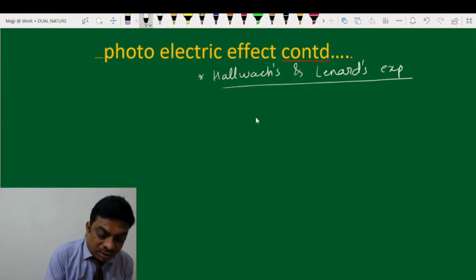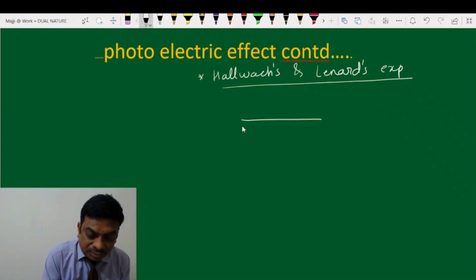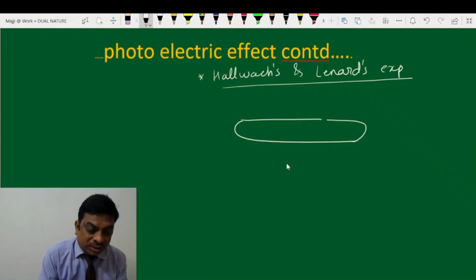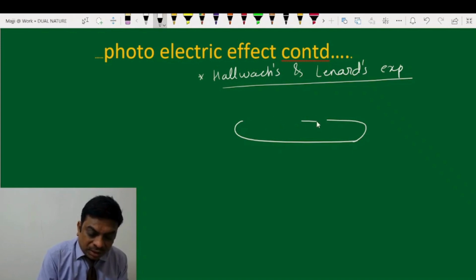Okay, so what is being done here? You see, students, a discharge tube is taken, a hard glass discharge tube, and there is a provision to evacuate it so that air is pumped out, and also there is a provision to allow light of desired frequency, desired intensity and desired color to enter here.